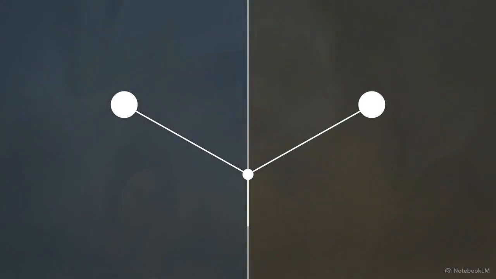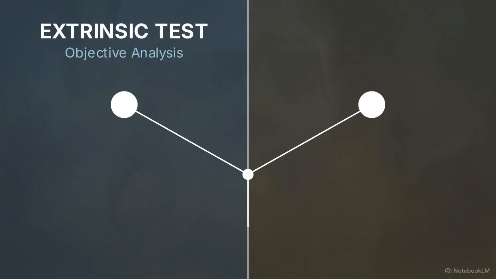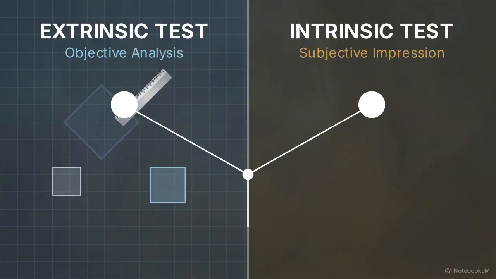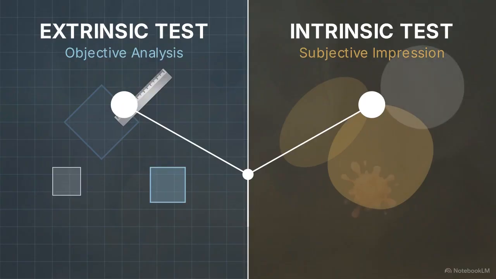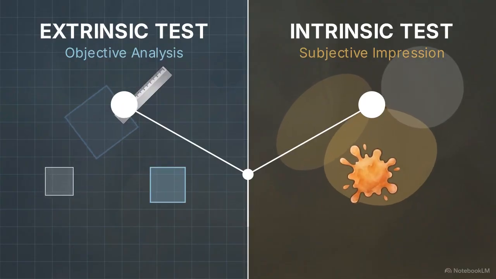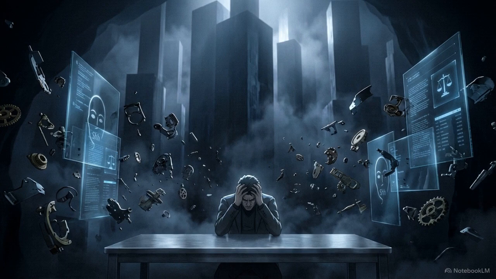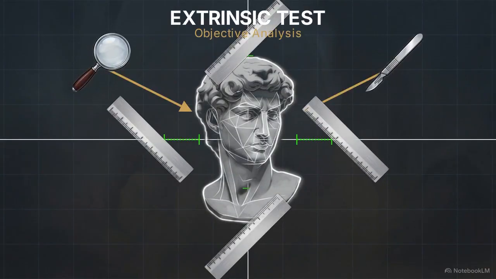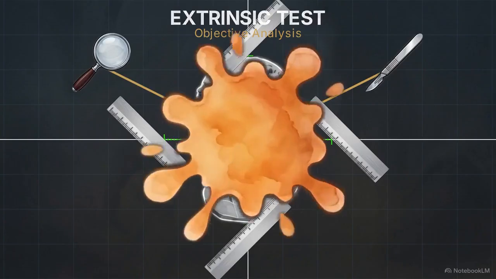This split-screen graphic illustrates the two opposing stages. On one side is the extrinsic test, an objective, analytical dissection of the work's components. On the other side is the intrinsic test, a subjective evaluation based on the impressions of an ordinary lay observer. Separating cold analysis from human reaction creates an unpredictable legal environment. It builds a system where objective evidence of copying can be completely overridden if a jury decides the overall vibes of the two works simply feel different.